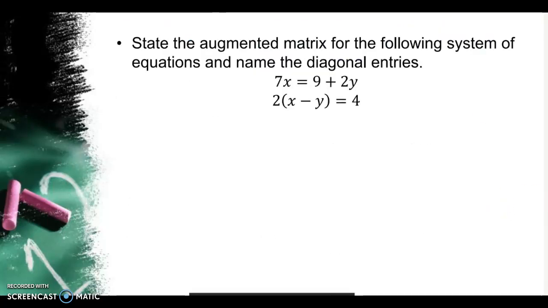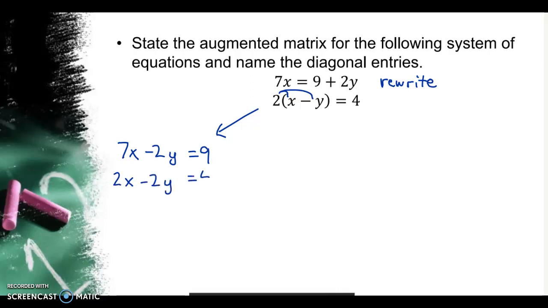So here we're given some lines. These are equations of a line, but they're in a weird form. And we're told to state the augmented matrix for the following system and name the diagonal entries. So the first thing we need to do is rewrite them in standard form. So what does standard form look like again? Well, that's going to be 7x, subtract 2y from both sides, minus 2y equals 9. And then multiply this 2 through to get 2x minus 2y equals 4.